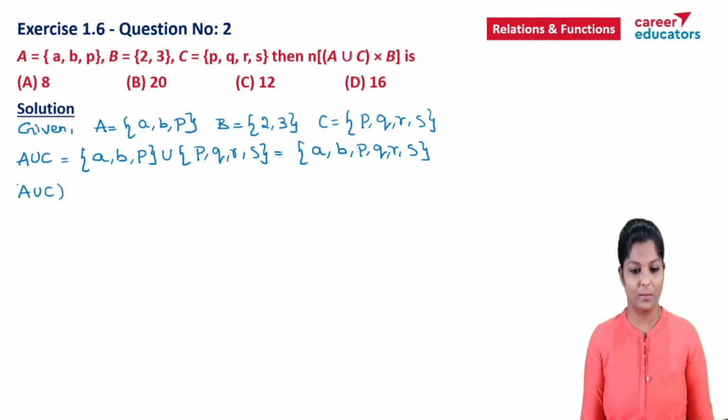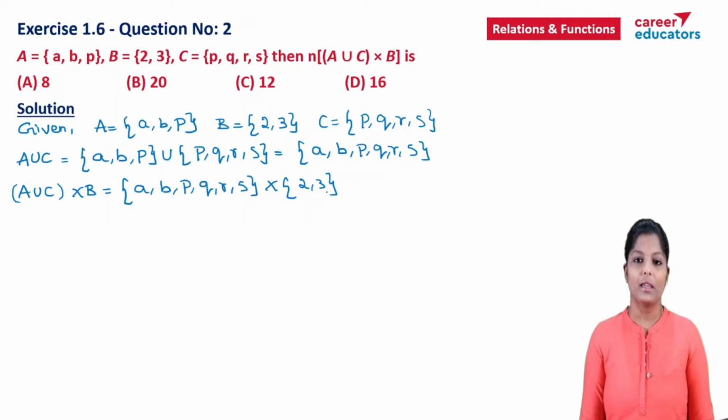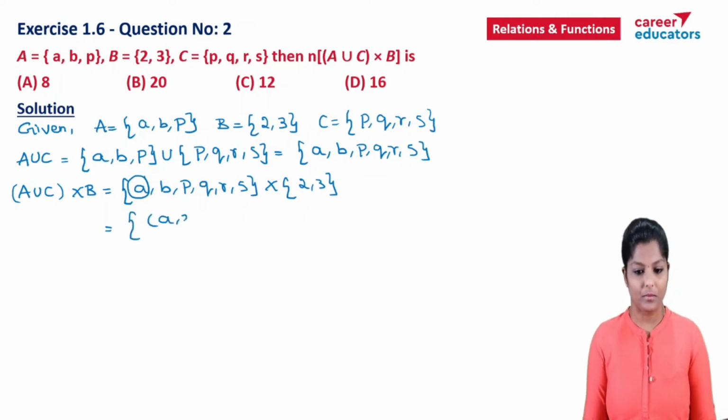(A union C) cross B equal to, write all the elements of A union C: a, b, p, q, r, s. Cross, write all the elements of B: 2, 3. Next, to find (A union C) cross B, we have to pair each element of A union C with each element of B. First, we will take the first element a and pair with all the elements of B. We will get (a, 2) and (a, 3).